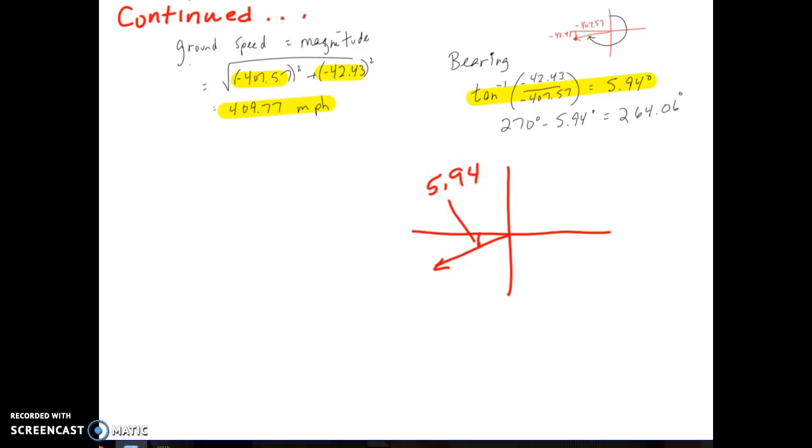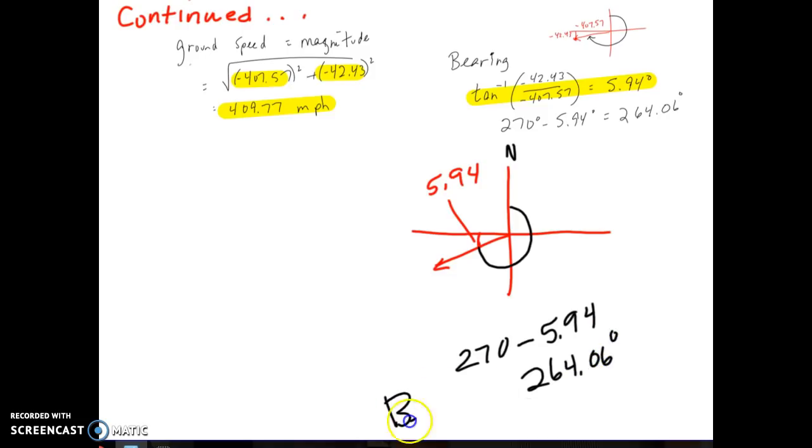So if we're asked for the bearing, which this one did, so from the north, you would subtract: 270 minus 5.94 is 264.06, which is the bearing. Now there's also some problems on this worksheet where you would say, okay, it's 5.9 degrees south of west.